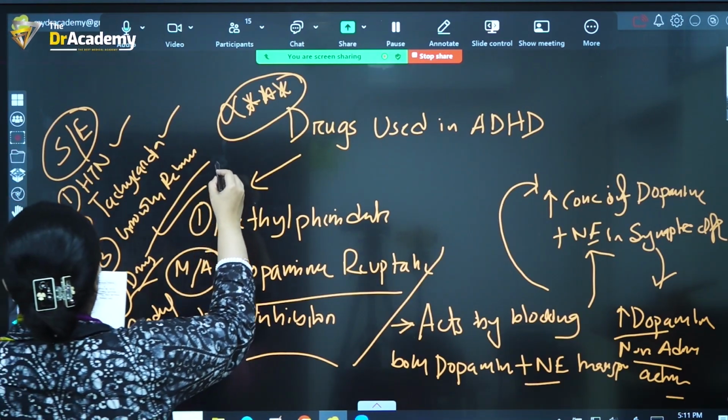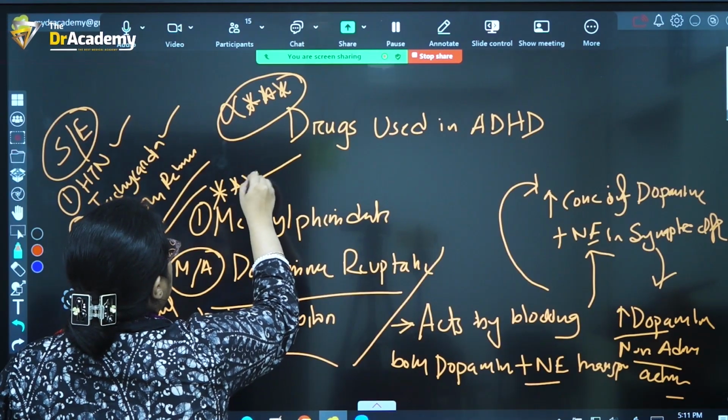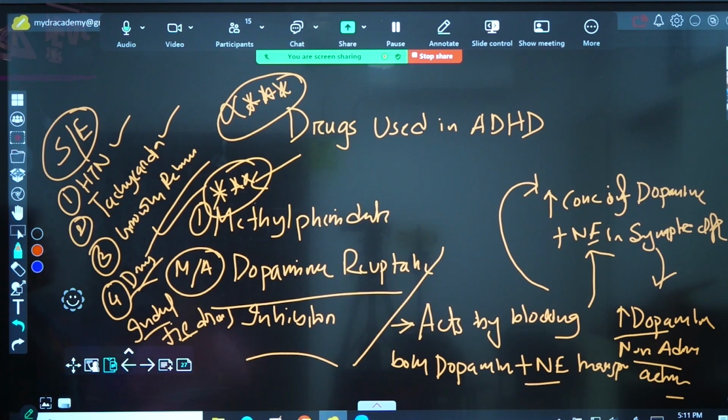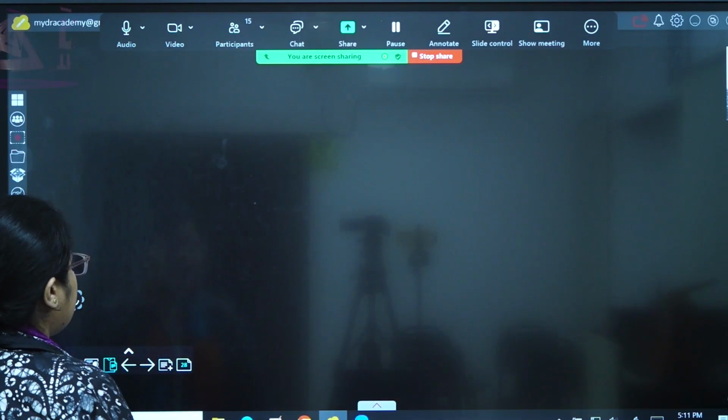This is the first line drug used in case of ADHD. So many times it came in the exam, okay? What is the first line drug used in ADHD? That is, first one is methylphenidate, okay? Now the second line drug.